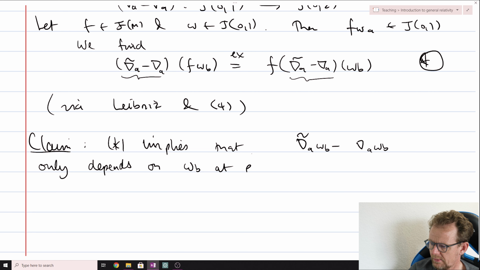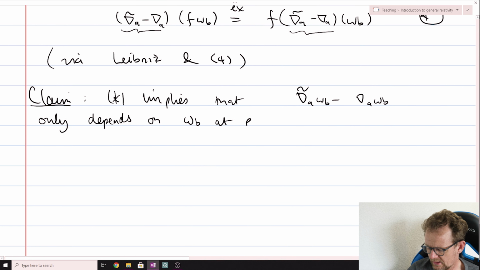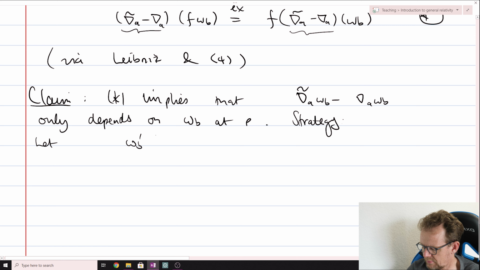And how are we going to do this? How am I going to demonstrate that that statement is correct? Well, the strategy will be as follows. What we're going to do is let omega b prime be another dual vector field which agrees with omega b at a point P.